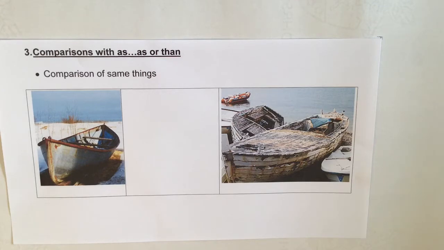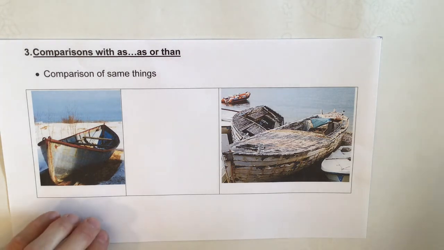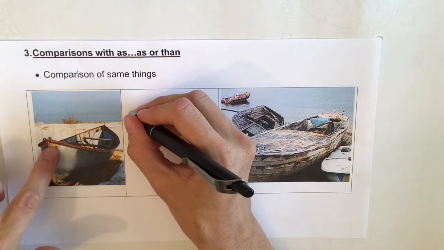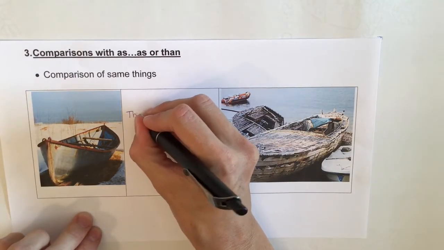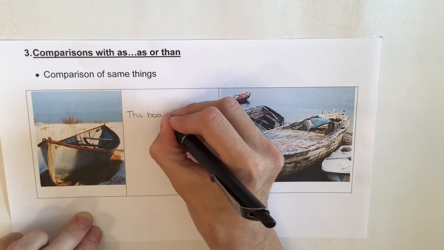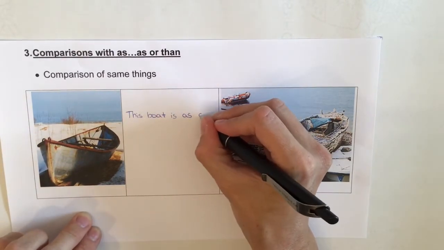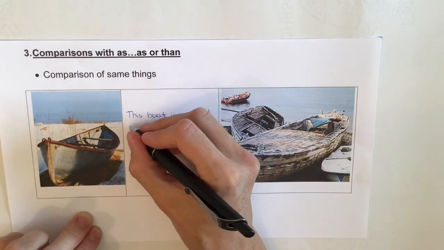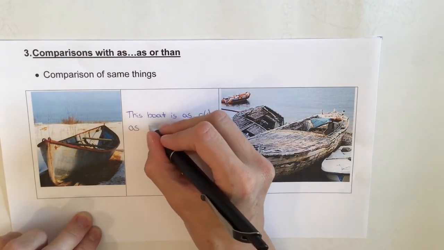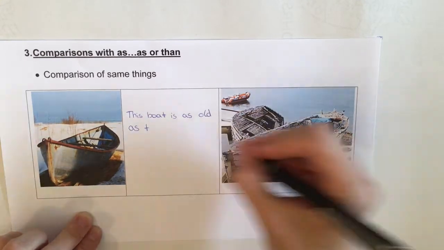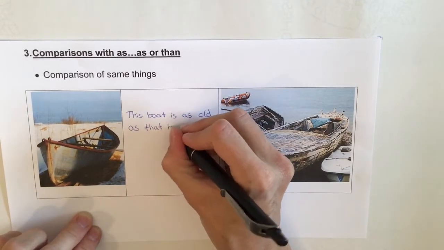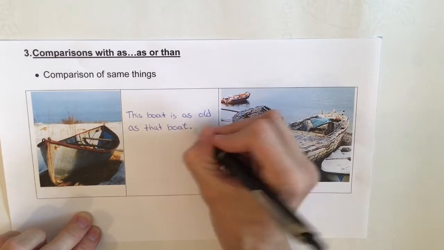Now we'll have a look at comparisons of the same things. Here we've got two boats. So these boats have the same age. Now we can say this boat is as old as that boat.